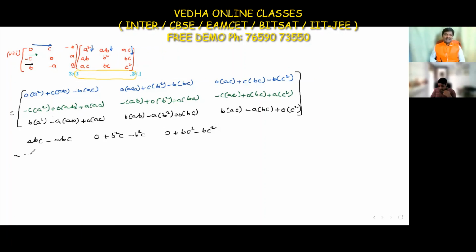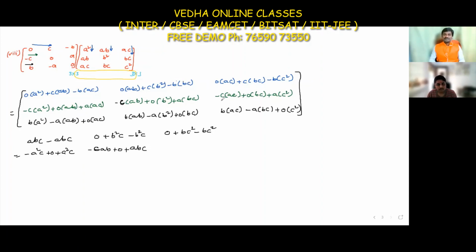A square into C minus A square C plus this is 0. A into AC, A square C. Minus AB is as it is plus 0. A into BC. I think we are getting a different value here. Wait. Second row with second column: minus C into AB minus C into AB. This is okay. Minus C into AB is minus ABC, plus 0, and A into BC is ABC.